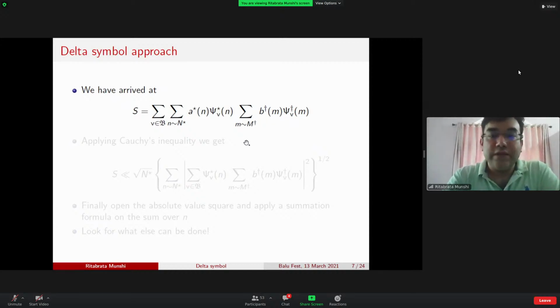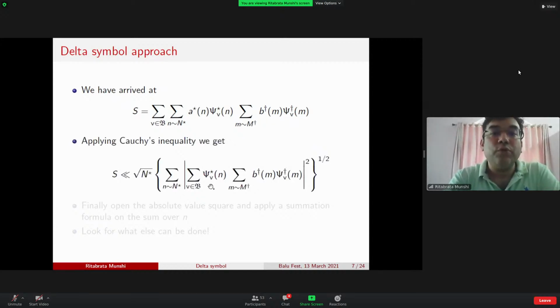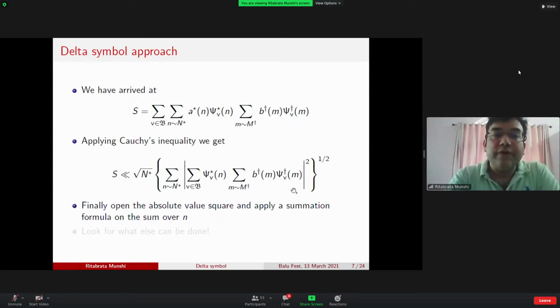And once we have dualized, the next step will be to apply Cauchy to get rid of one of the sequences. So here I'm getting rid of the A star n, using the fact that the L2 norm is 1 on average, right? And after that, we'll just open the absolute value and try to execute the sum over n using some summation formula, depending on what type of vectors you're allowing in the orthonormal basis. Okay, so these are the basic steps.